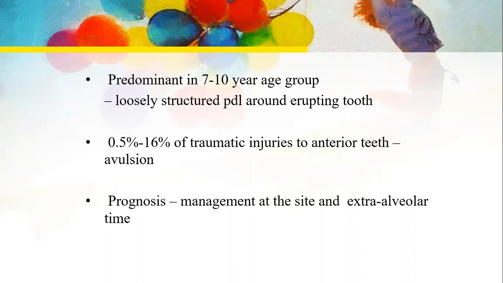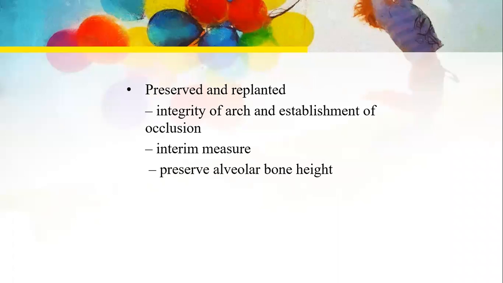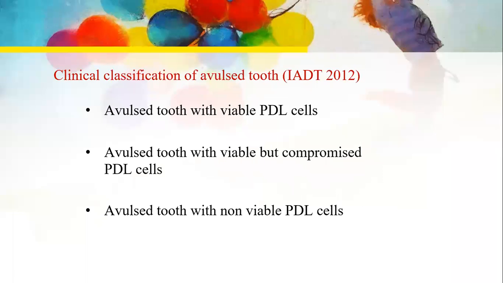The prognosis of avulsed teeth depends on management at the site of injury and also on the extra-alveolar dry time. All avulsed teeth should be preserved or re-implanted. The importance of preserving the tooth and replantation is to maintain the integrity of the arch and establishment of the occlusion. It also acts as an interim measure and preserves the alveolar bone height.